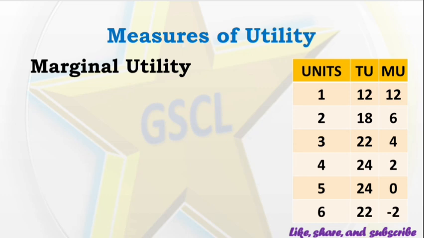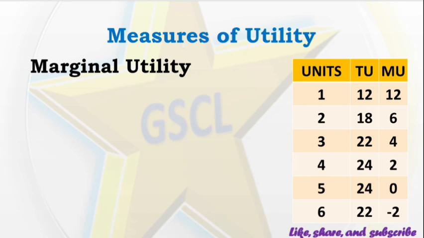After consuming the third unit of mangoes, the consumer is experiencing 22 utils of satisfaction. There are 4 utils of marginal utility. This makes the total utility increase by 4 more points. MU3 is 4.